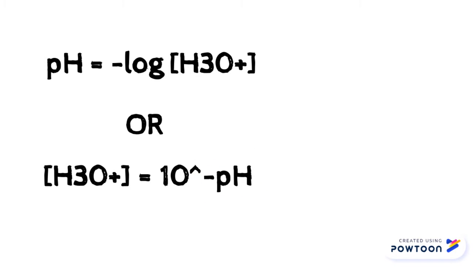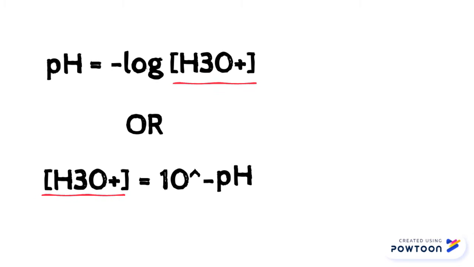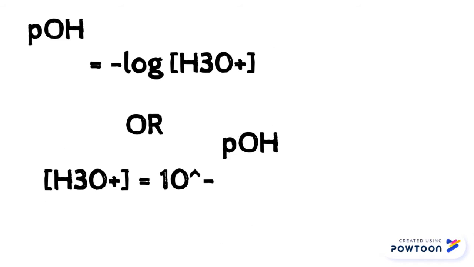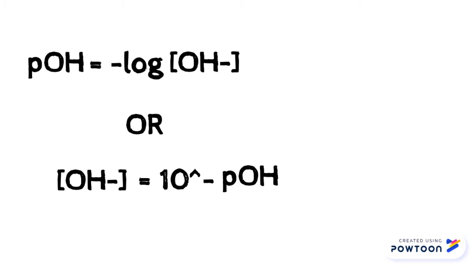It is also important to note that with these formulas, H3O+ may be written as simply H+, but these both refer to the molarity of hydrogen ions. The same formula can be used to find pOH. Simply replace pH with pOH and hydrogen with hydroxide.